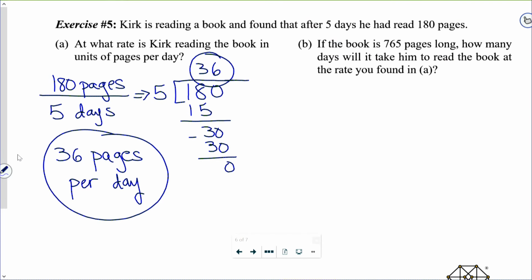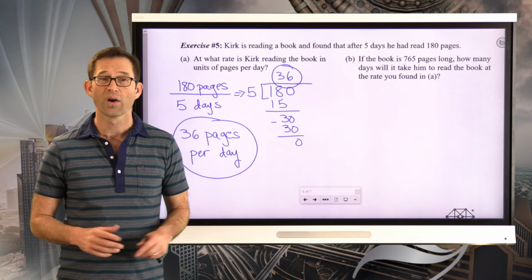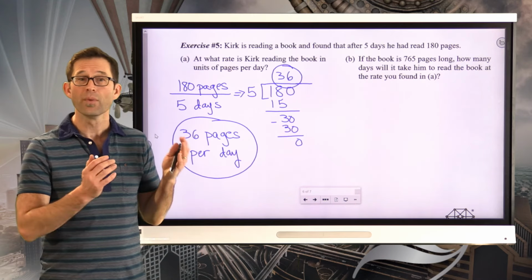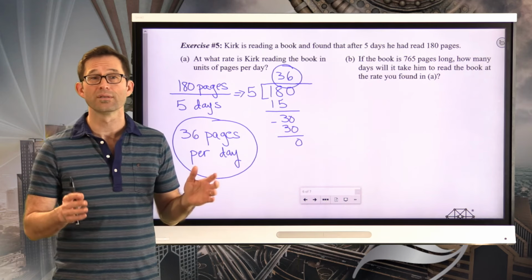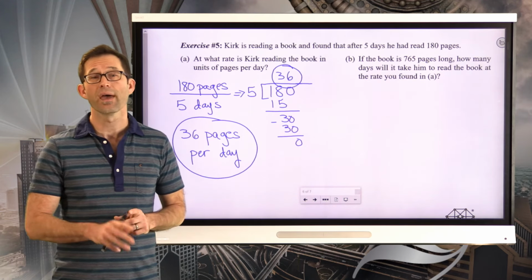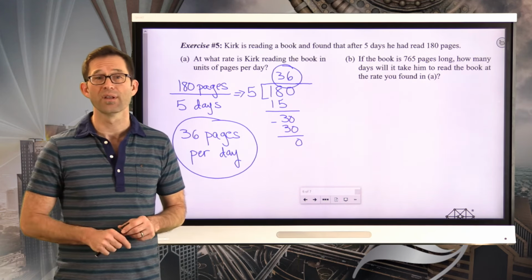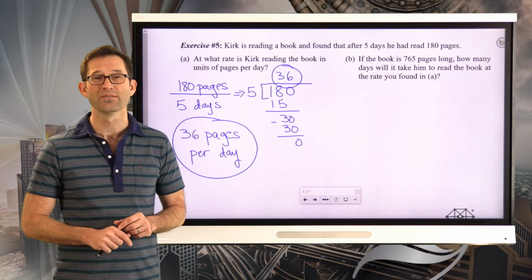If the book is 765 pages long, how many days will it take him to read the book at the rate you found in A? All right. Well, see if you can do it. Take that rate, and see if you can figure out how many days it's going to take Kirk to finish this. And spoiler alert, the answer is going to have a decimal in it. All right, pause the video now, see what you get.